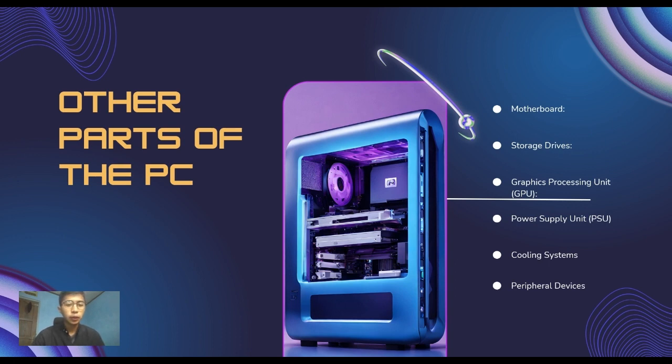Here, we can see other parts of the PC: motherboard, storage device, graphics processing unit or GPU, PSU or power supply unit, cooling system, and peripheral device. Moving on to the fundamental components of a computer. A typical computer consists of the central processing unit or CPU, motherboard, random access memory or RAM, storage device, GPU, and others. They differ from one specification to another.